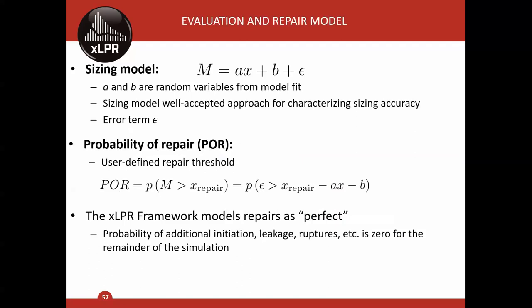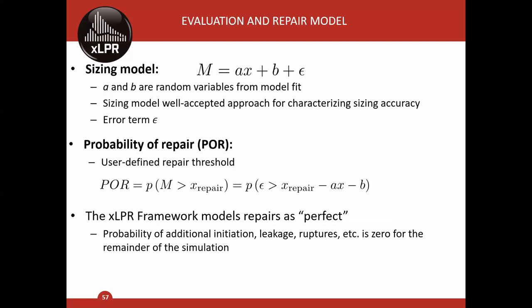So the nominal form of the sizing model is a linear relationship between the measured flaw size and the actual flaw size. And it has normally distributed uncertainty. Effectively, the sizing model determines how much the estimated size of a flaw is either under or over predicted. The depth sizing error term is also included and added to the nominal measured flaw size.